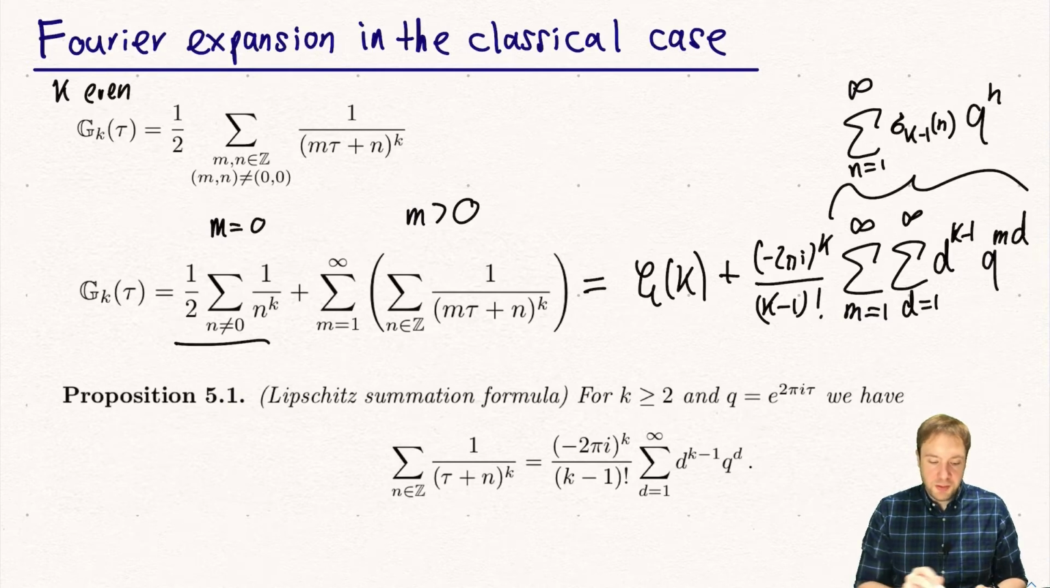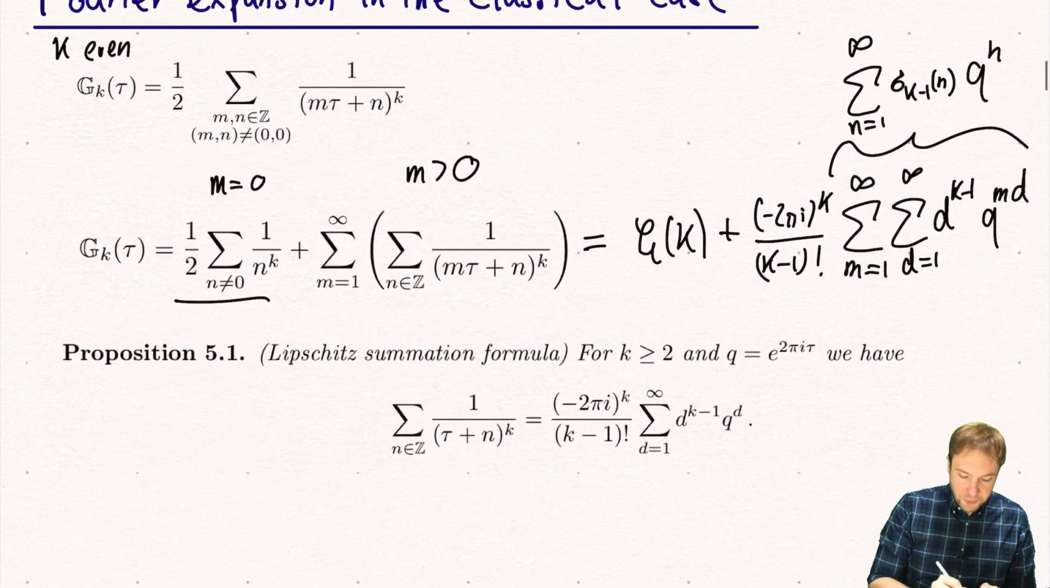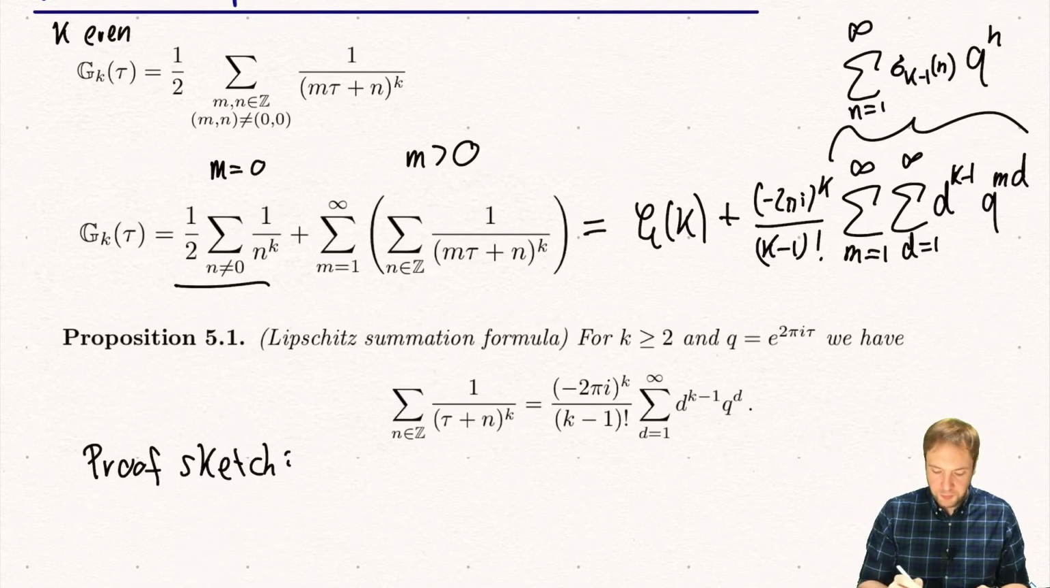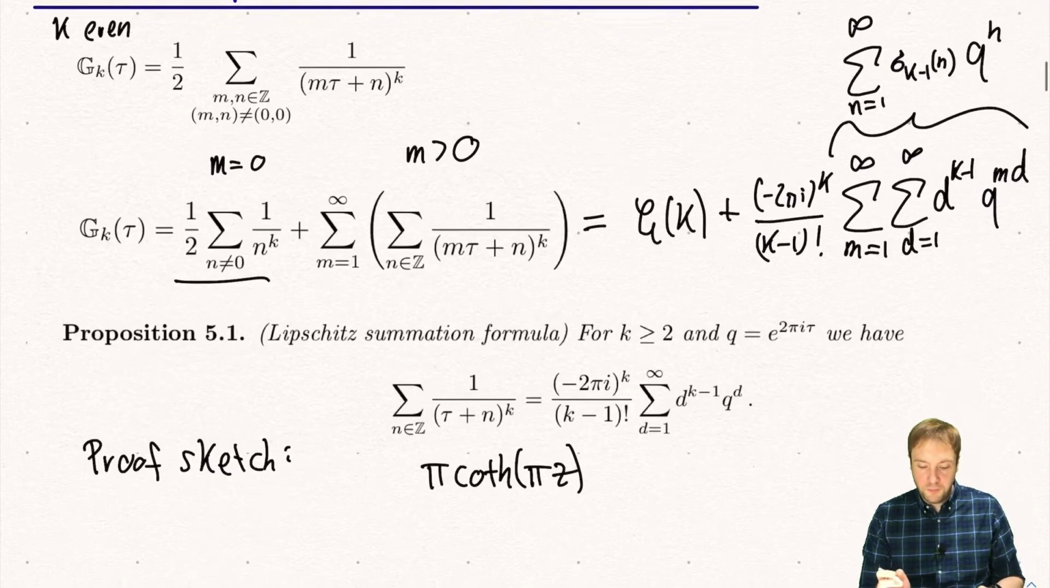So the Fourier expansion follows directly from this Lipschitz summation formula. And the proof of this Lipschitz summation formula, or the proof sketch, is, so there are several ways to prove this, but one way is to consider the cotangent, which we also considered before when we talked about this Euler formula.